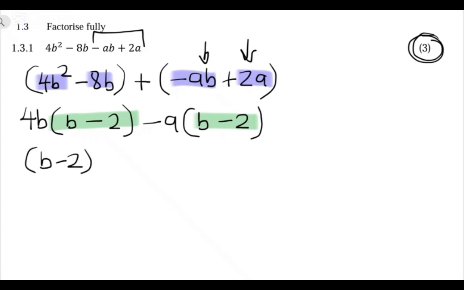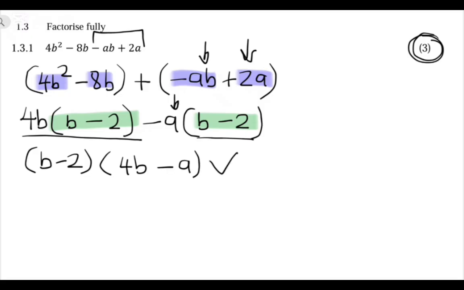If we take b minus 2 out of the first term, what is going to be left? We're going to be left with 4b. And if we also take it out of this one, we're going to be left with negative a. And with this, we are done with our question. Let's move on to the next one.